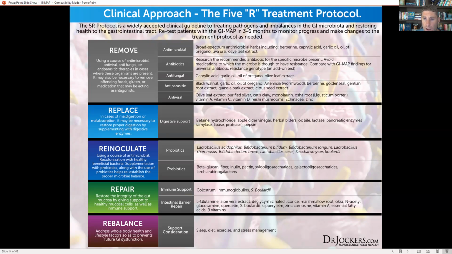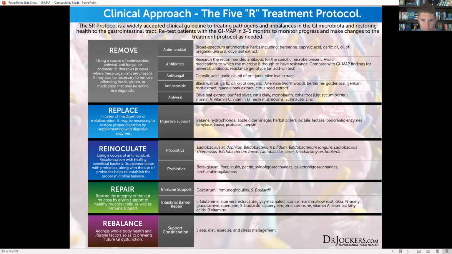Garlic, oil of oregano, pau d'arco is another one that's not there, but olive leaf and pau d'arco are great ones. Antiparasitic: black walnut, garlic, oil of oregano, wormwood, which I was talking about, artemisia, berberine, goldenseal, gentian, quassia bark, citrus seed, mimosa pudica is a great one there, and clove is a great one. Antivirals: olive leaf, purified silver, cat's claw, monolaurin, echinacea, zinc, reishi, vitamin D, vitamin C, vitamin A.